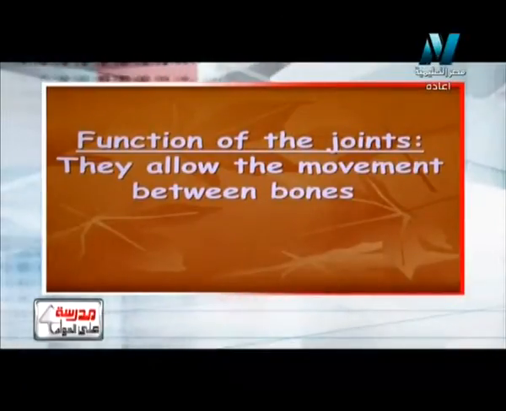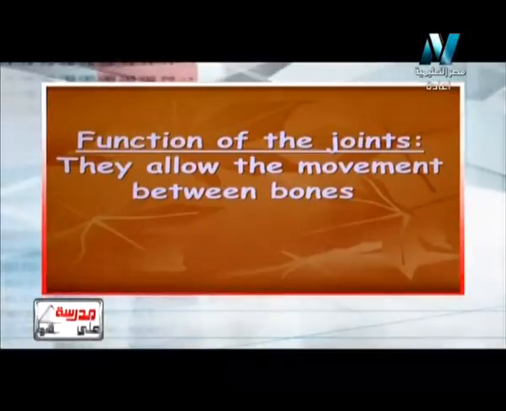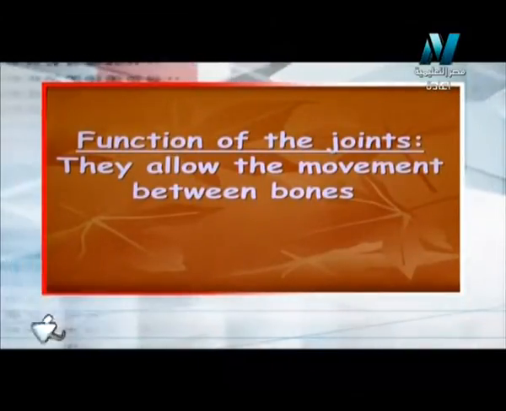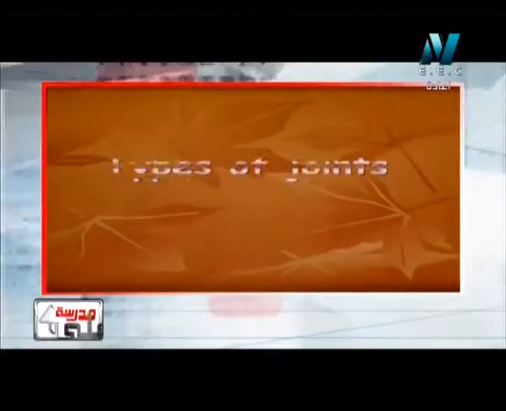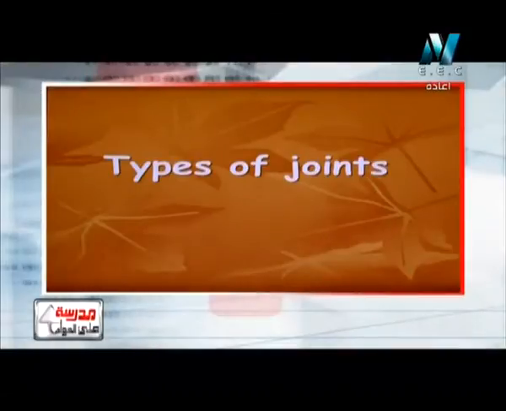So without joints we cannot move, but with joints we can move. So the function of the joint is allowing movement between bones, or allowing movement for the body. Now, what are the types of joints? What are the types of joints, as Muhammad said?